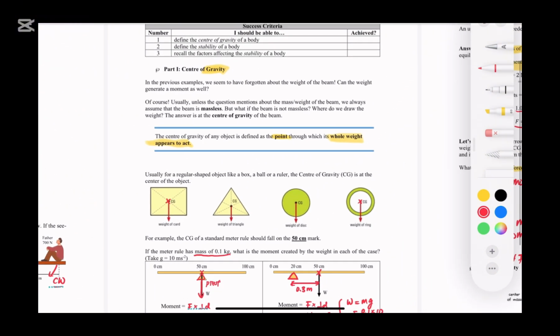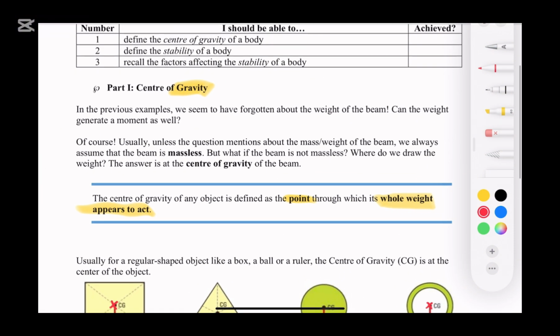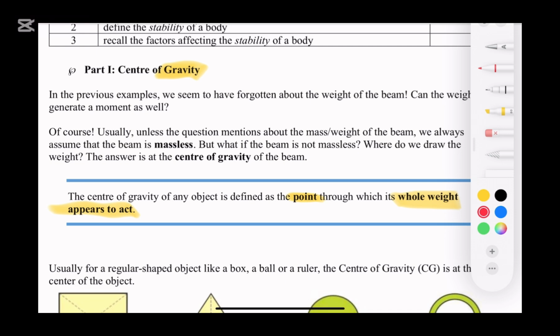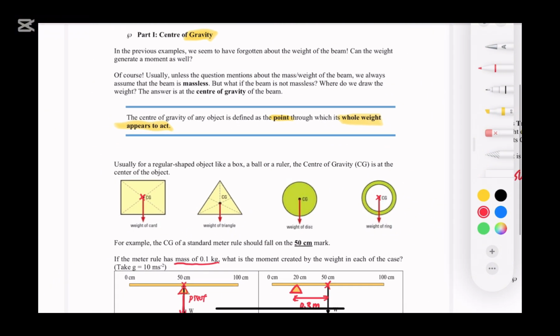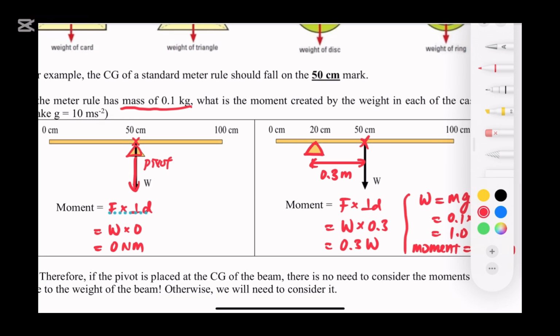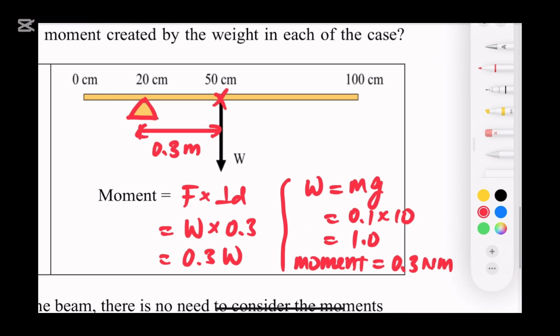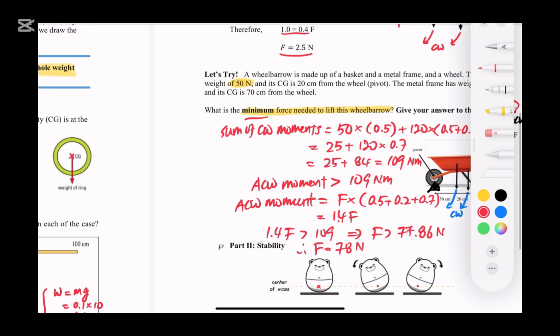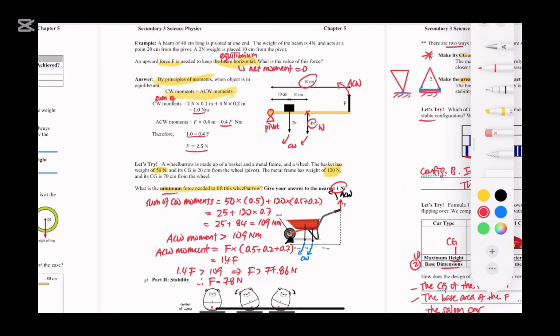And then we look at the idea of CG as a point, not as a weight or as a mass, but it is a point of which the whole weight, the gravitational force appear to act on the object as a whole. Okay, so the reason for pointing it out is because if the pivot is not at the CG of the plank or the horizontal bar, then we have to take into consideration the moment generated by the weight itself. Yeah, so we apply that into situations.